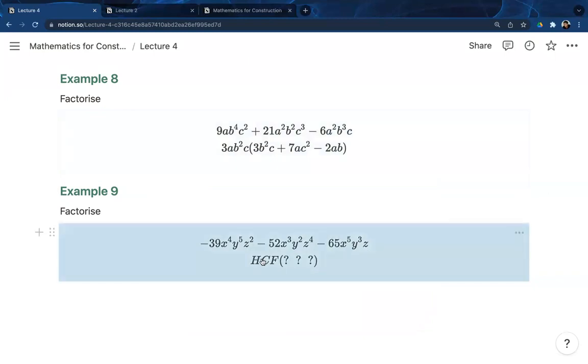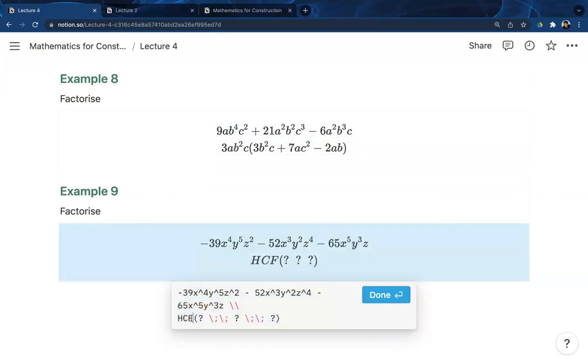What is the HCF? First of all, the terms are negative, so this is minus. 39 is 13 by 3. So you know that HCF is 39 because this is a 13 multiple and this is a multiple of 13 as well. Our x, y, z.